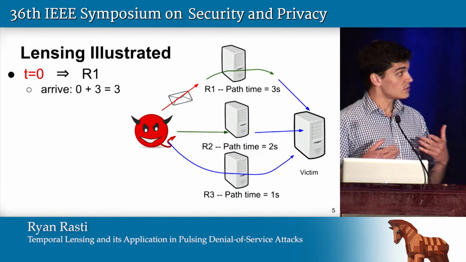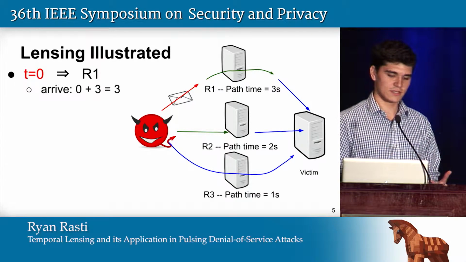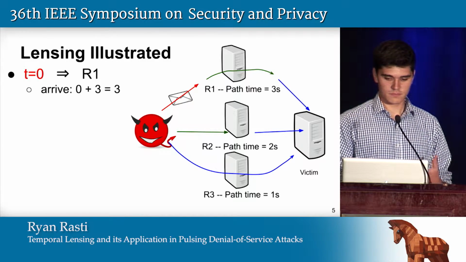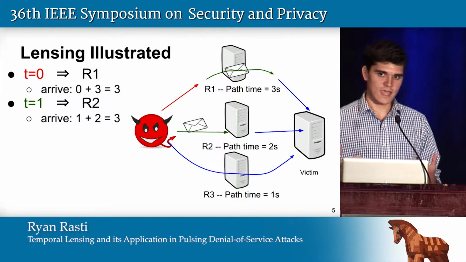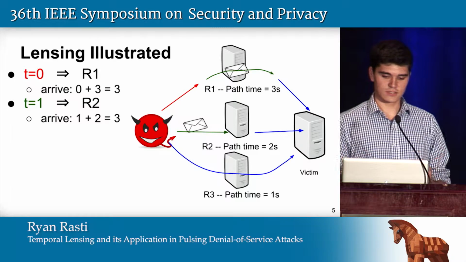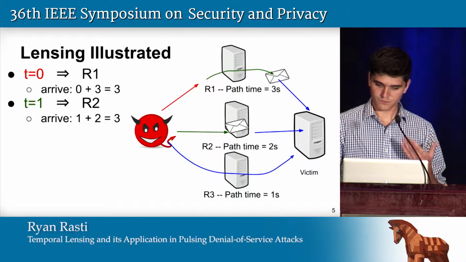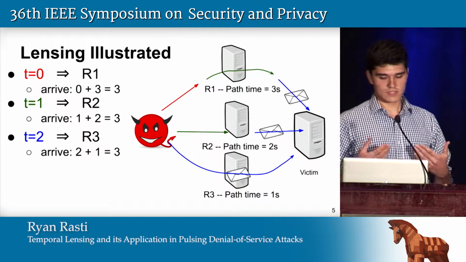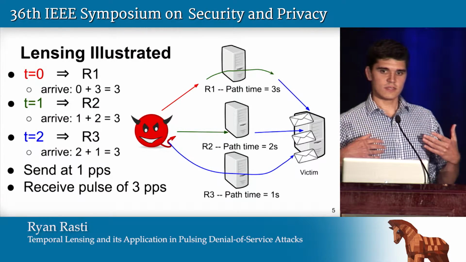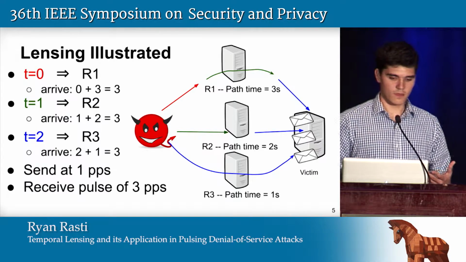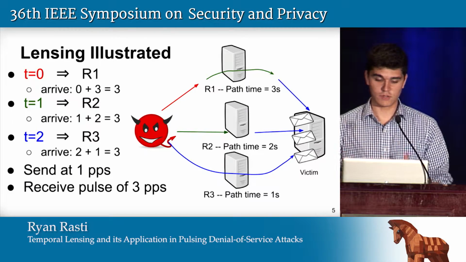To start this off, at time 0, the attacker will send to R1, right? And since the path time here is 3 seconds, this packet will arrive at time 3. And so this packet travels through the network, and at time 1, the attacker will send towards R2. And since this path time is 2 seconds, this packet will also rendezvous at the victim at time 3, right? And then at time 2, we do the same thing with the 3rd reflector, and that also will rendezvous at time 3 at the victim. So what we've done here is we've sent at a rate of only 1 packet per second, but we see that at the victim, we're able to concentrate this traffic into a short pulse of 3 packets per second.